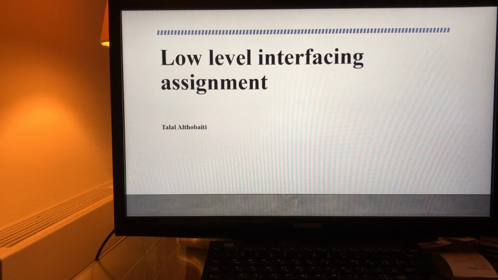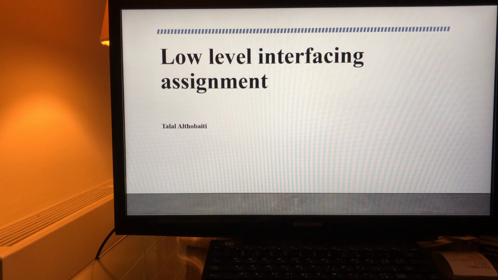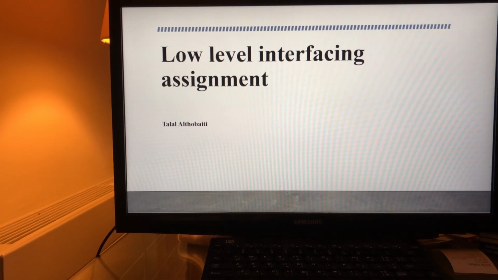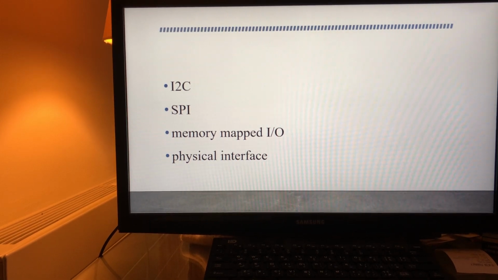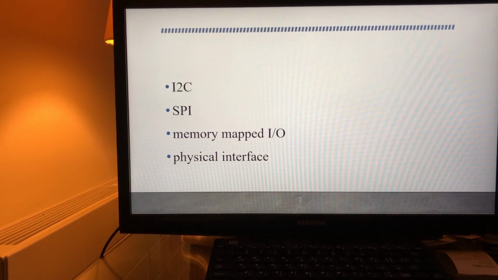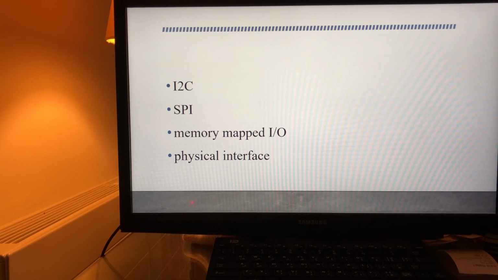I will talk about low-level interface assignment. In this presentation, I will talk about I2C and SPI, memory mapped input-output, and the physical interface.